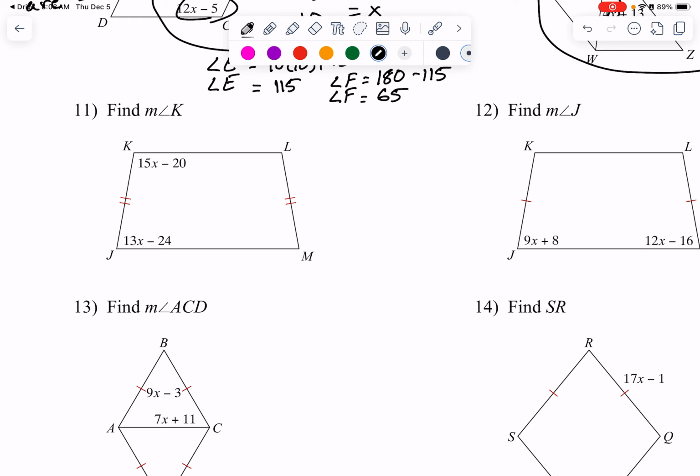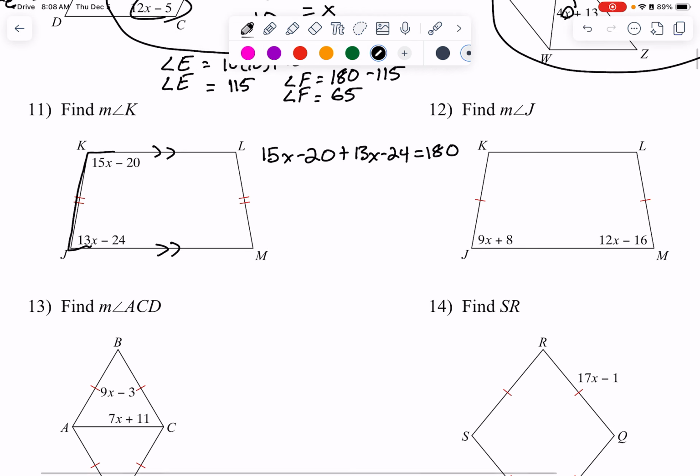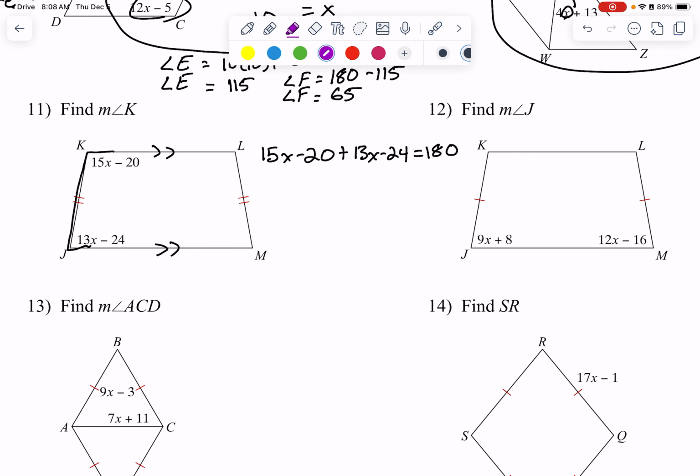All right, on a trapezoid like this, I see a U-turn. And when we have a U-turn around parallel lines, things add up to 180. That tells me that 15x minus 20 plus 13x minus 24 equals 180. We'll go ahead and solve this one and the next one as well. I see some like terms. So we have this 15x and 13x.